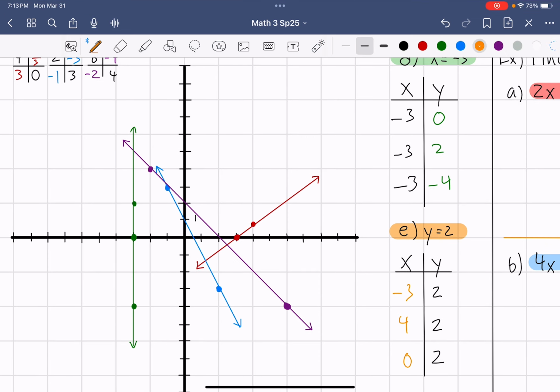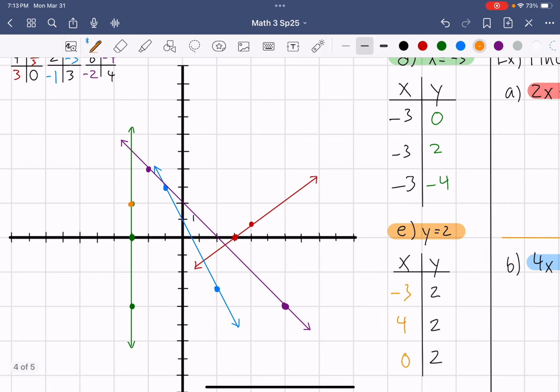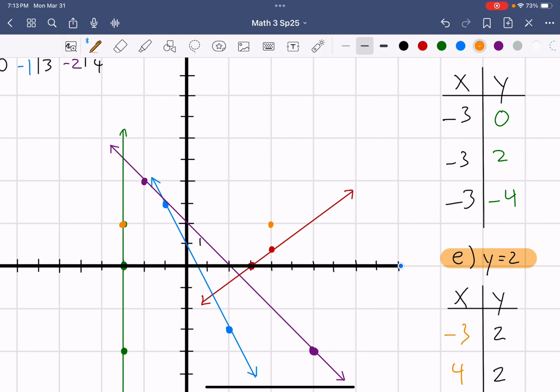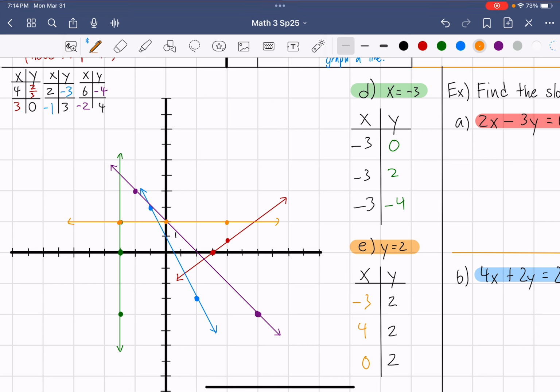So x could be -3, but then y has to be 2. So same point I used before. But then the x can be +4 and the y has to be +2. Or it could be 0 and +2 as well. And we don't need that many points, but if you connect them, you would see that you end up getting a horizontal line. That's using these two. And again, a table works great.